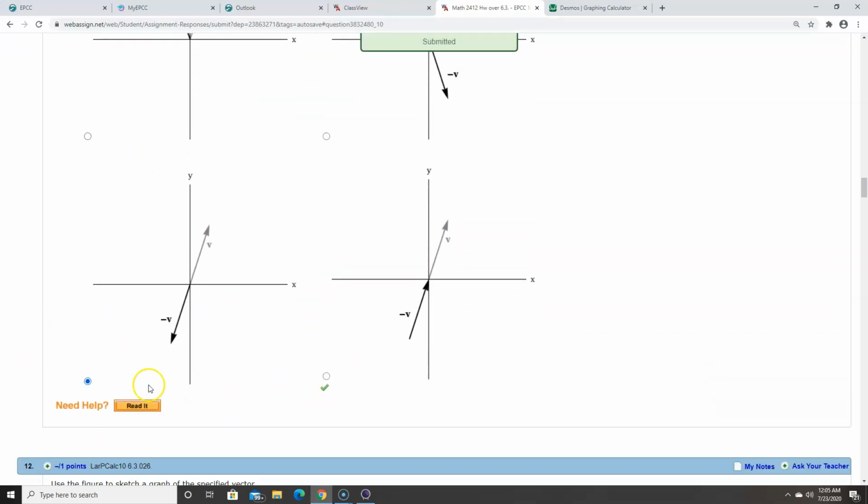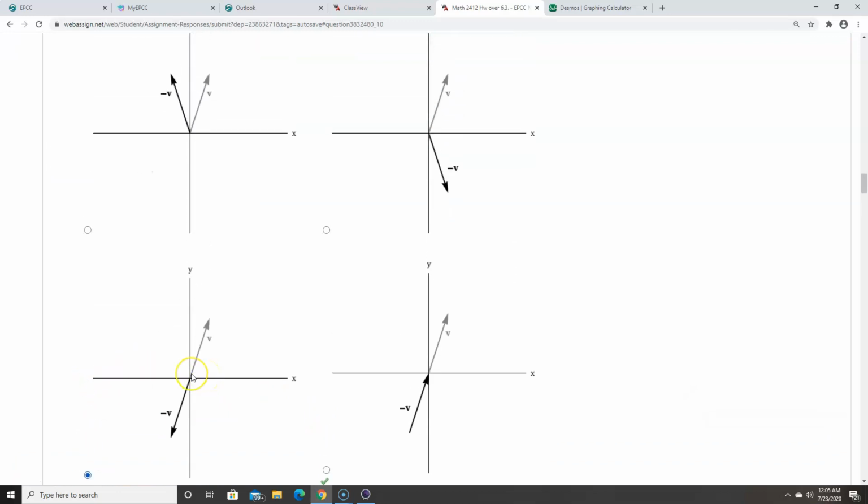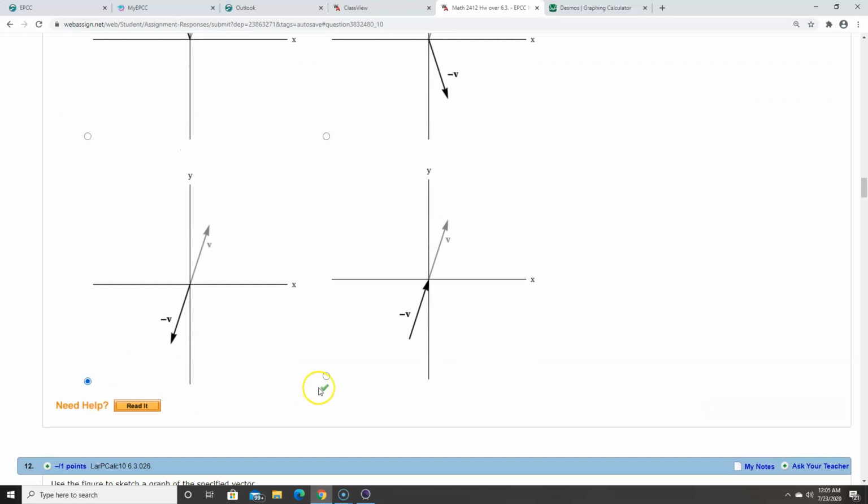And hopefully we clicked this one, and there's the green check mark that says this one we clicked is correct. So good.